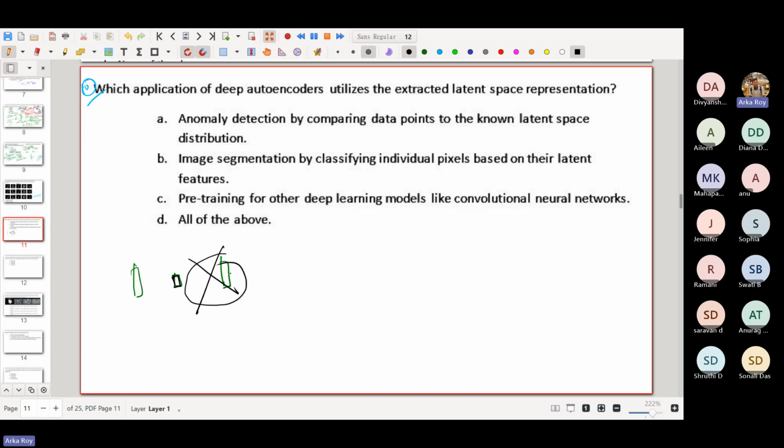But our aim is not to get the reconstruction. Our aim is to get some hidden representation which is there in this high dimensional data, and the hidden representation will come at the latent space or the bottleneck space.